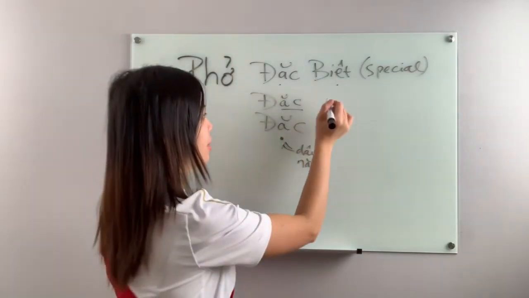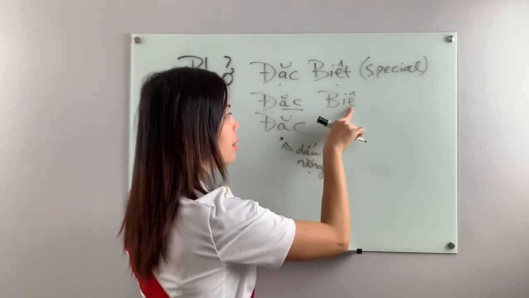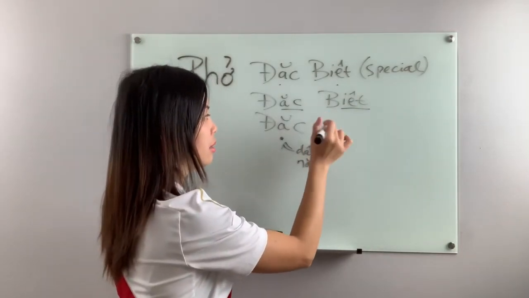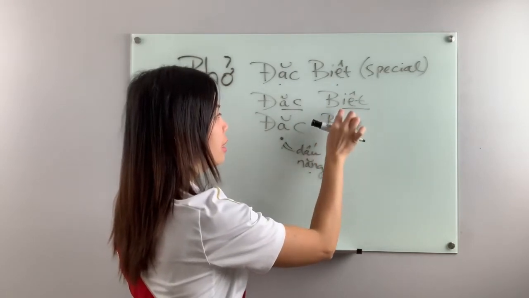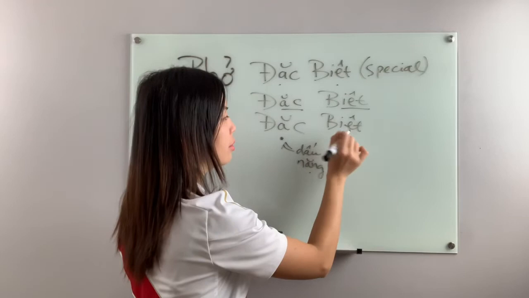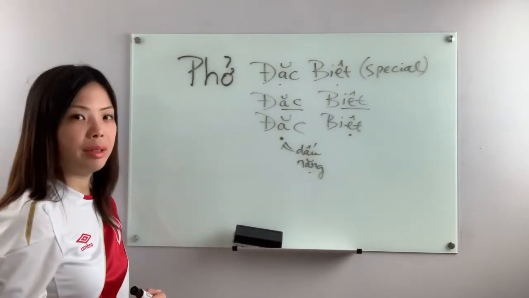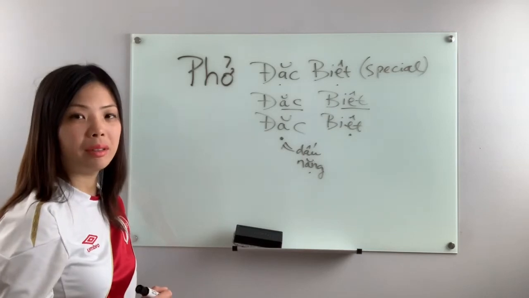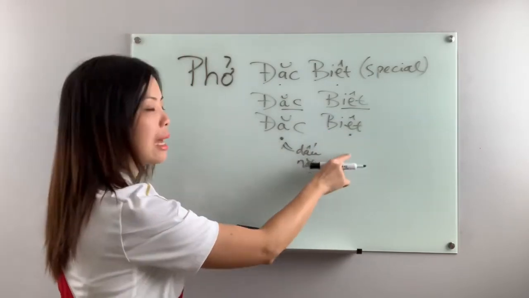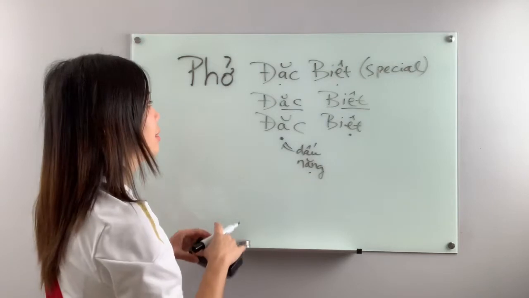And this is biệt: bờ, i, ê, tờ, iết. You add in bờ, iết, biết, nặng, biệt. Phở đặc biệt. Phở đặc biệt is the special phở.